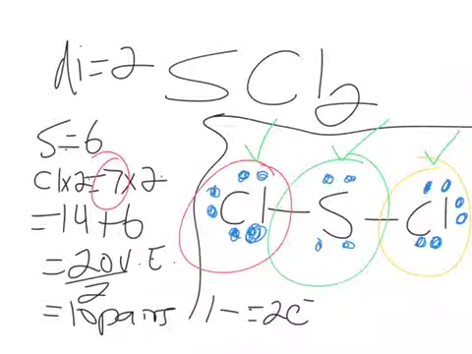Okay, we have 1, 2, 3, 4, 5, 6, 7, 8, 9, 10, 11, 12, 13, 14, 15, 16 blue electrons. Okay, and then we have 2 lines which equal 2 electrons each, which gives us 20 electrons. This is how you write the Lewis structure for sulfur dichloride. Thank you very much.